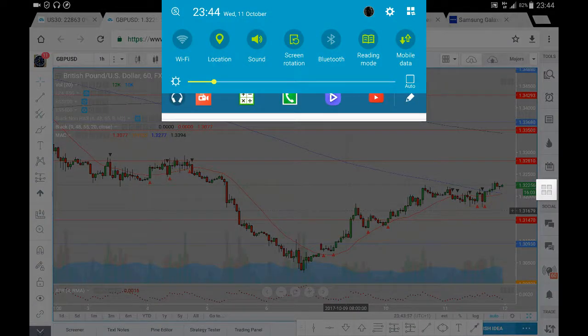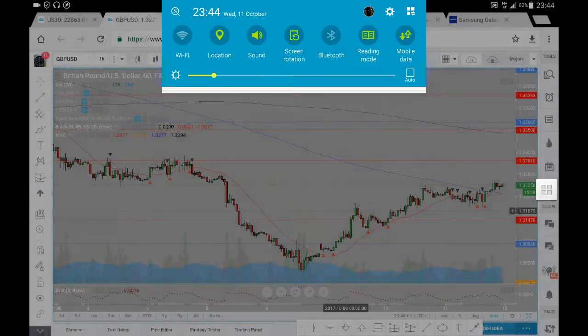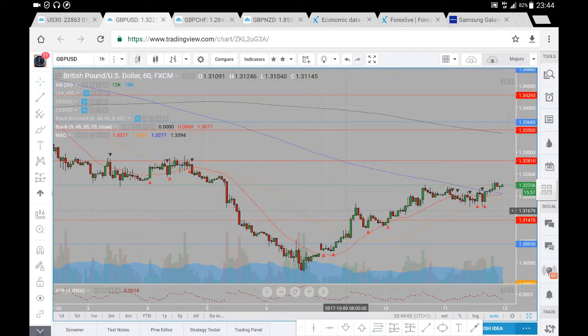So this is the pound dollar analysis for Thursday the 12th of October. Now, what have we seen? What's actually happened here? Today, on the 11th, prices did go into a bit of a consolidation. We've tested this 50-period moving average and it has held, and it does appear to be forming support.